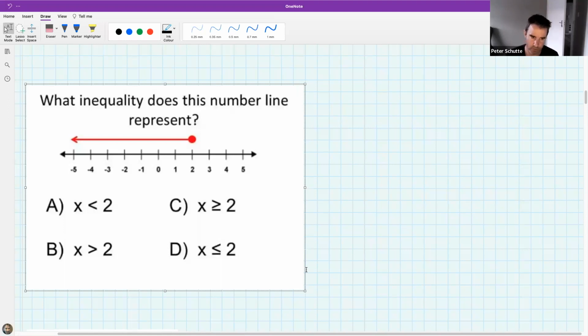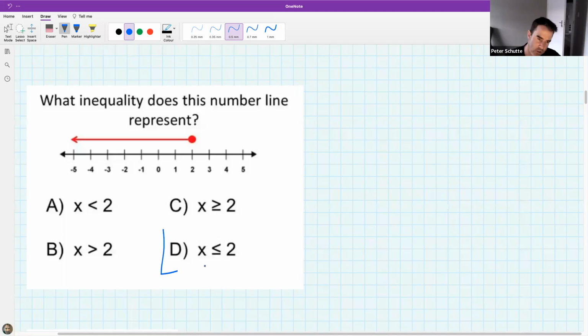So it must be less than, because it's pointing to the left, but it includes 2. So the solid dot includes 2. So the correct answer should be D. Think of it this way. Here's x. X is less than, or it could be equal to 2. Maybe I should write it up here at the very top. So x is less than, or it could also be equal to 2.